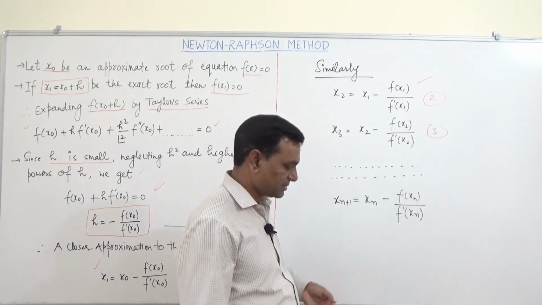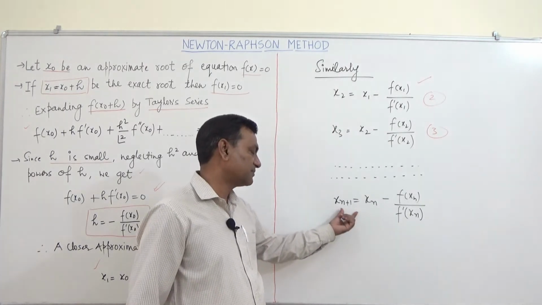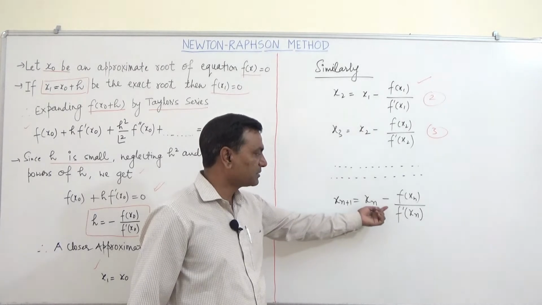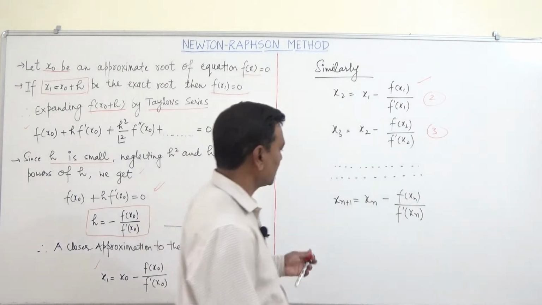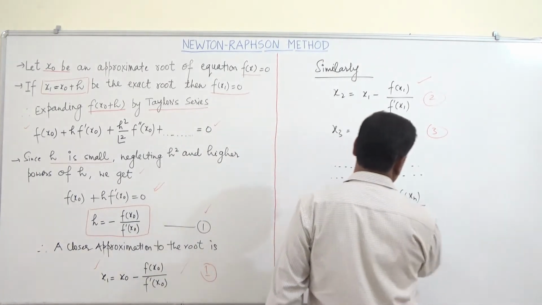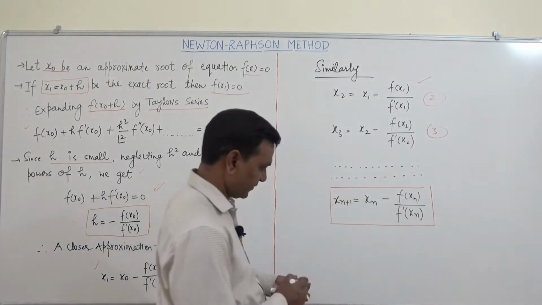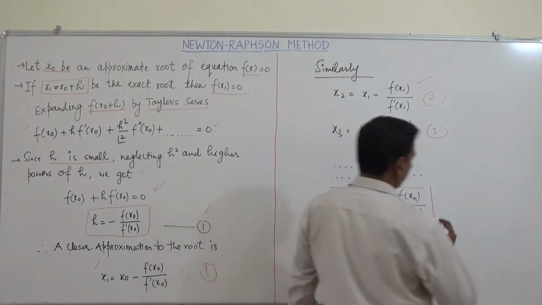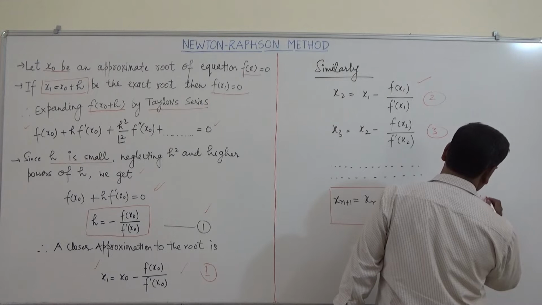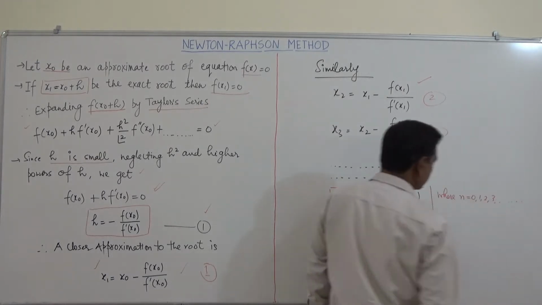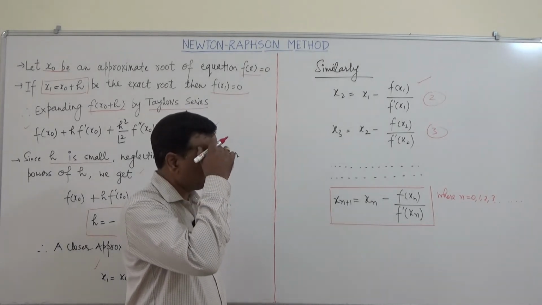So it can be generalized. This is the general formula. We can find x(n+1). So x(n+1) equals xn minus f(xn) divided by f dash xn, where n equals 0, 1, 2, 3 and so on. The value of n is 0, 1, 2, 3 and so on.